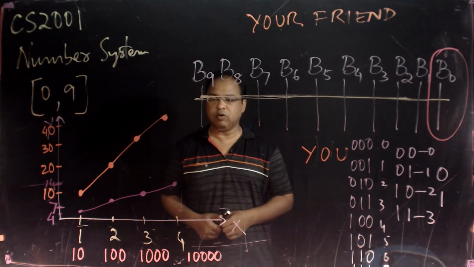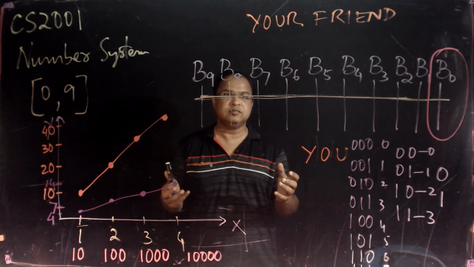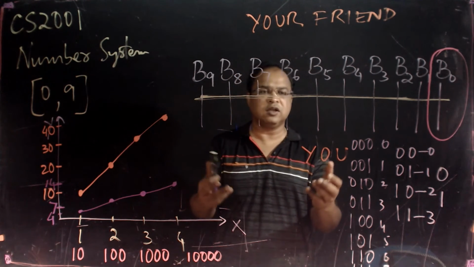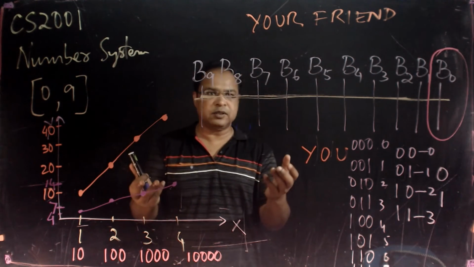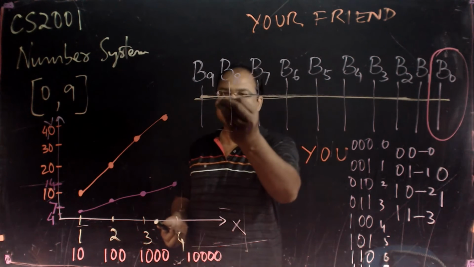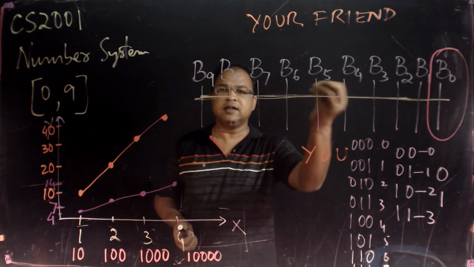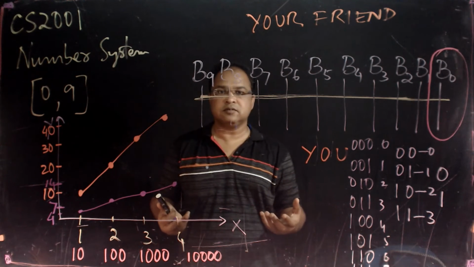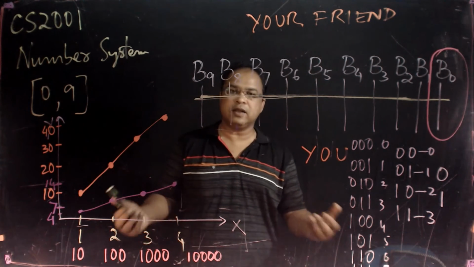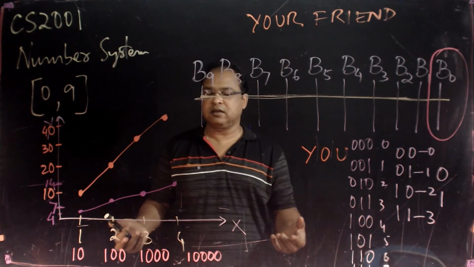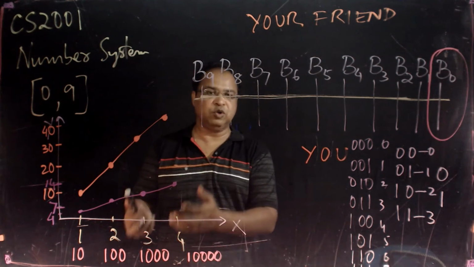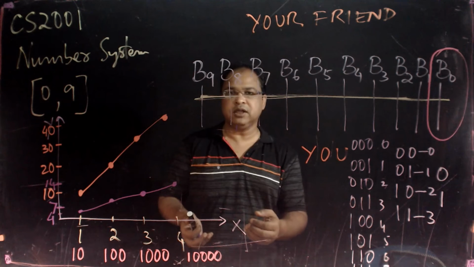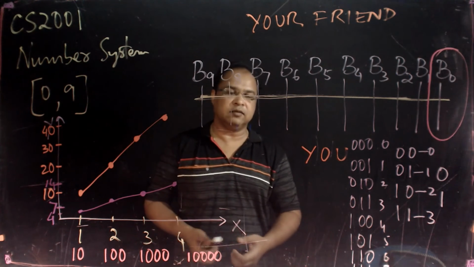The more the number of bulbs, the more the number of wires. In fact, please understand that here we do not have bulbs. In case of computers, we have transistors. So the more the number of transistors, the more the number of wires, the more complex the circuit is. So decimal is much more complex in terms of circuitry than the binary number system.